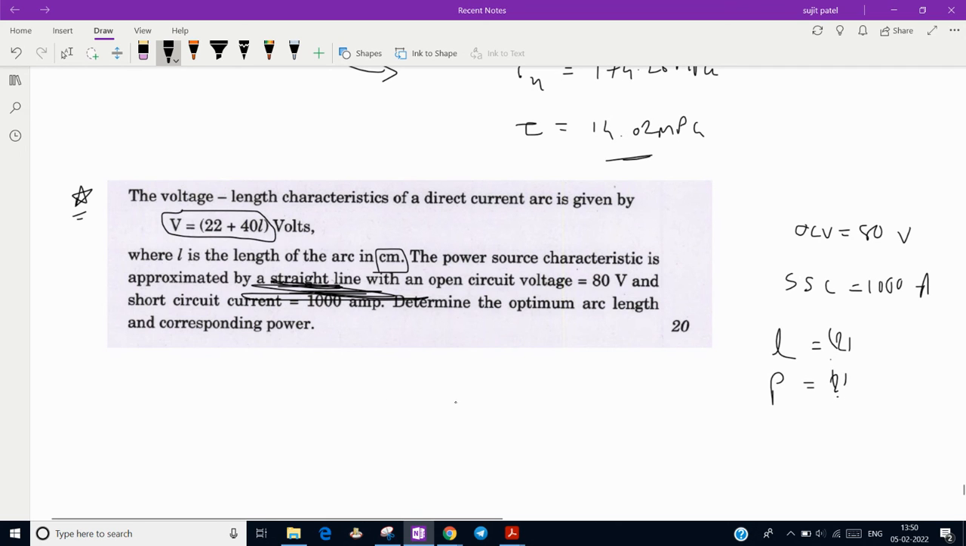Please keep in mind that for optimum arc length, the corresponding power is called the maximum power. There is one shortcut for this also. I will tell you at the end of this numerical, but in the mains exam we have to write in a systematic manner. If this question is in the GATE examination, then you can go for the direct shortcut.